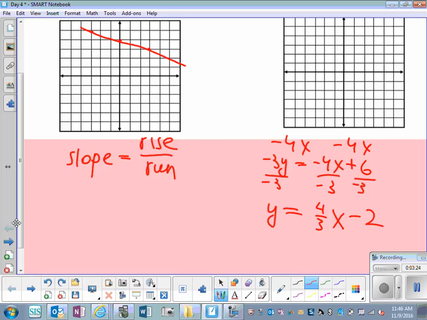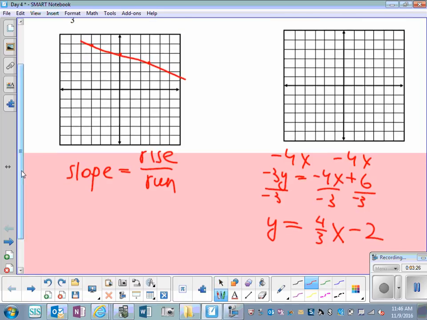Okay, so now I have the function in slope intercept form. So the first thing I do, I find my y-intercept, which is what? Negative 2. 0, negative 2. Be precise. 0, negative 2 is my y-intercept, and then my slope is 4 over 3.